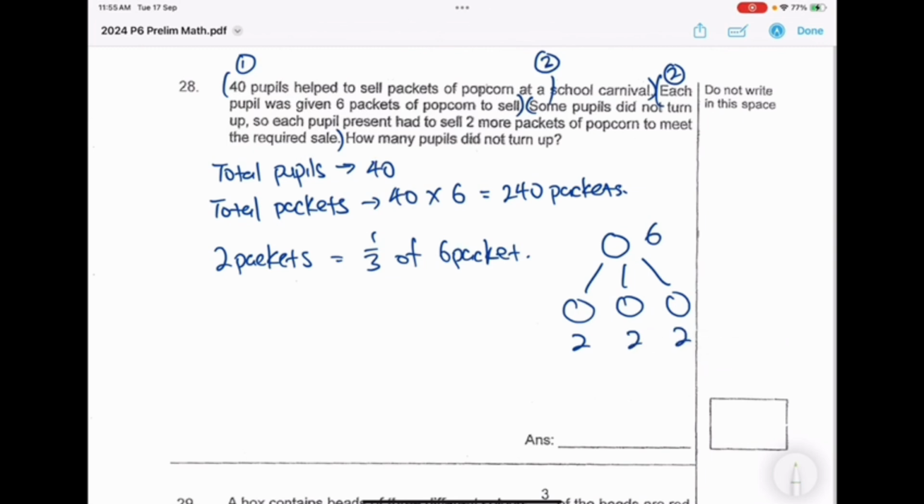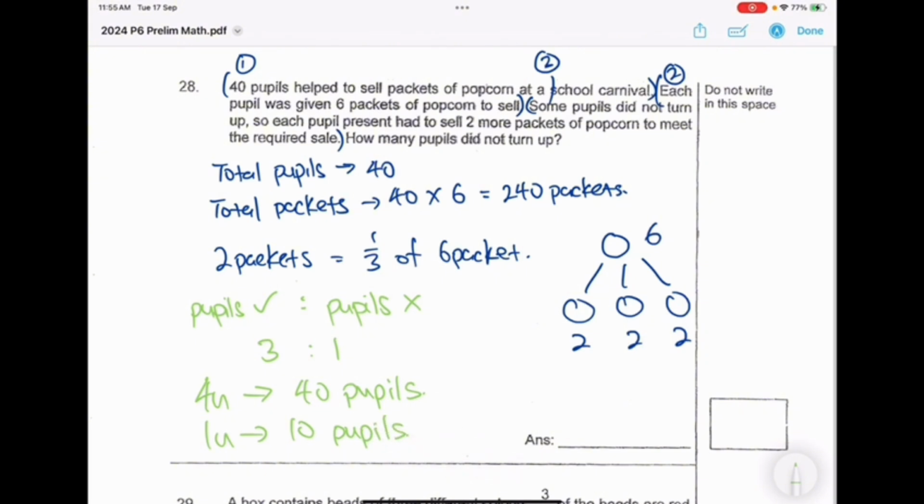From this, we can tell that the ratio of pupils who showed up to the pupils who did not show up is 3:1. For every 1 pupil that did not show up, he needs to split his 6 packets into 3, giving 2 each to 3 students who actually showed up. Knowing that the total number of pupils is 40 and that I have a total of 4 units over here, what I want to say is that 4 units equals 40 pupils, and 1 unit equals 10 pupils.